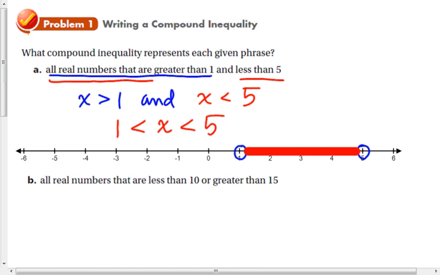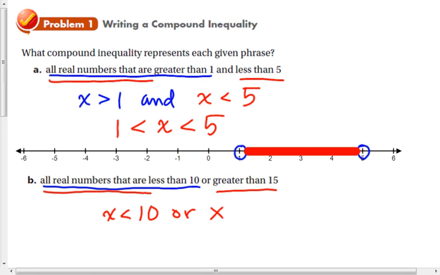All right? And the second one says all real numbers that are less than 10 or greater than 15. Now that's a little bit different. So we have all real numbers that are less than 10, and we have all real numbers that are greater than 15. And we have an "or" between them. With this, we actually have two different sets, not a combination. So I can't write this as one inequality like I did the one above, and you can never do that when you have an "or" statement.